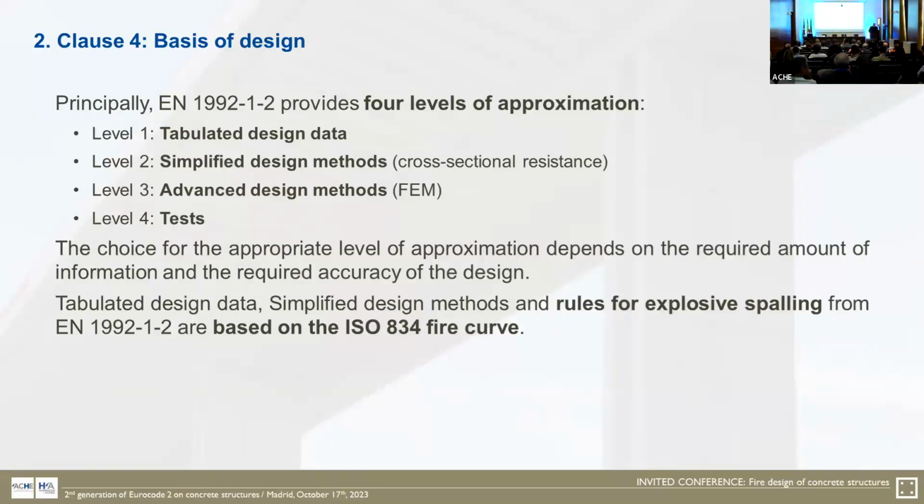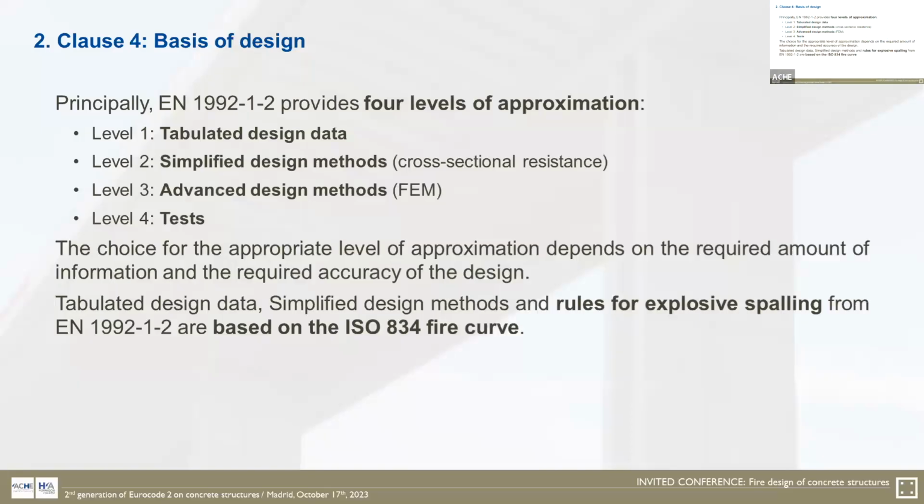So coming to the details of my presentation, for clause 4, the basis of design, we tried to stick to the philosophy of the levels of approximation. So basically, we typically have 4 levels in fire design. The best known and simplest is the tabulated design data. We like it when we have to perform some quick design, some pre-design of the structures. But then again, it is quite limiting because you have to stick to dimensions and prescriptions regarding, for example, the gross concrete cover, which is one of the main driving parameters as regards fire resistance.